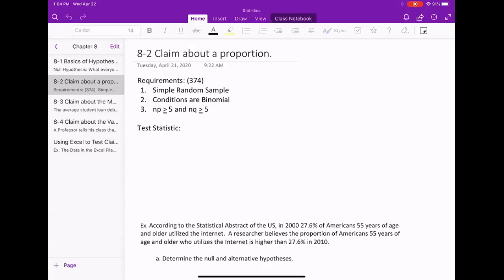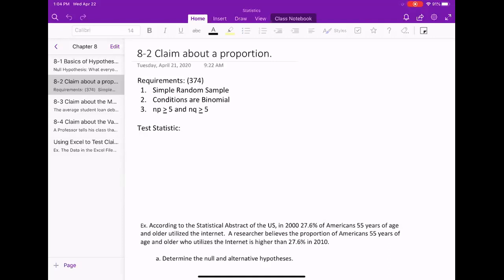Requirement number 2, the conditions are binomial. So now we're back to chapter 5, right? 4 requirements to be binomial. You must know how many trials that you're picking, which means I must know my n. The probabilities of success must stay the same, right? Which means I know my p. They must be independent of each other, which makes my p stay consistent. My 2 options are success or failure, right? And if I have those 4 requirements for a problem, then my conditions meet binomial.